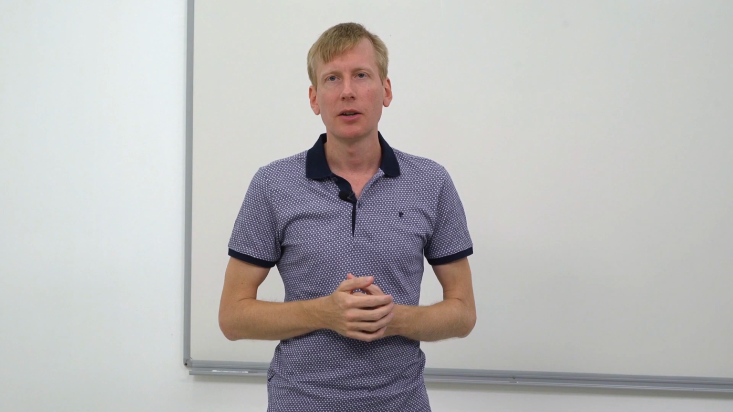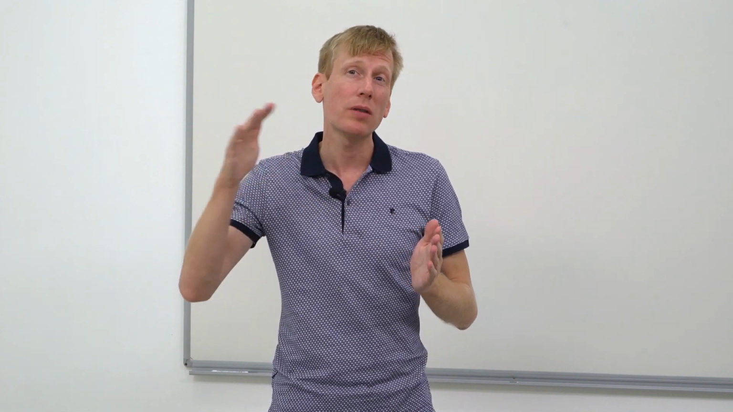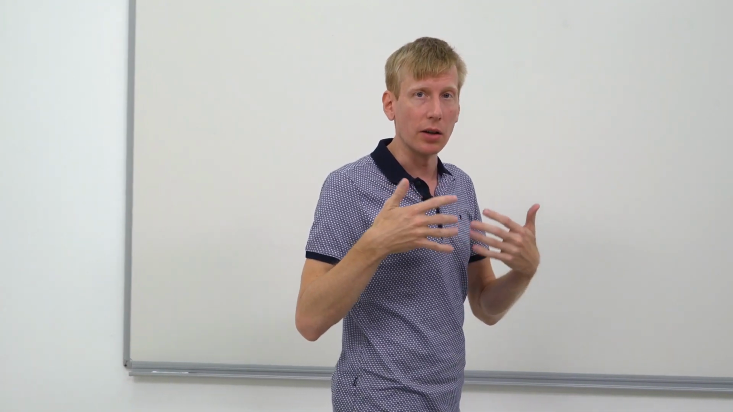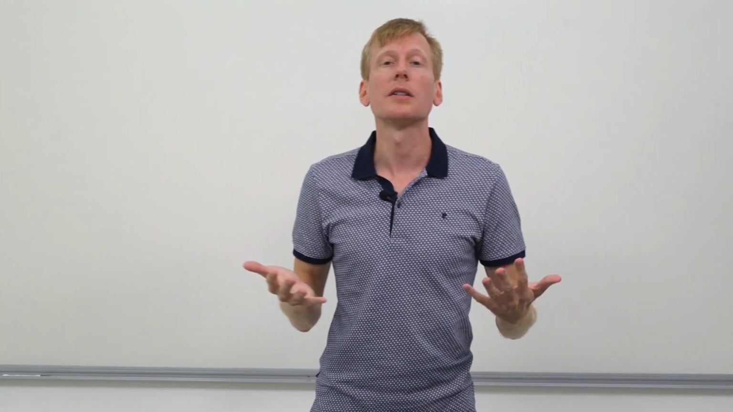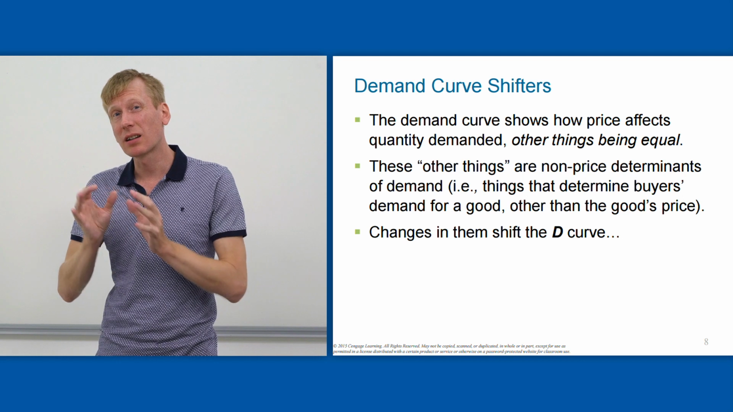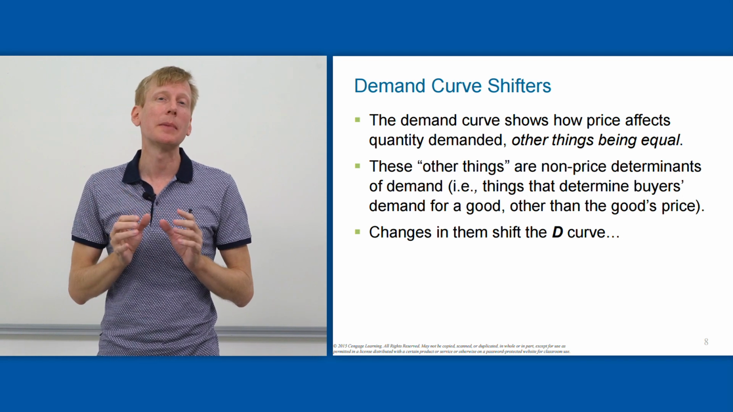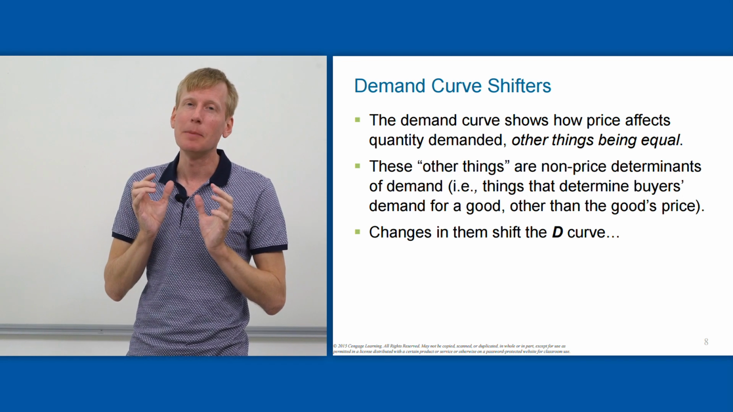Now, next I want to talk about what causes that market demand curve to have the shape that it does. What causes it to shift out? What causes it to shift in? In other words, for a given price, what would cause people to demand a larger quantity? What would cause people to demand a smaller quantity? We call these demand curve shifters, or we call them determinants of demand.